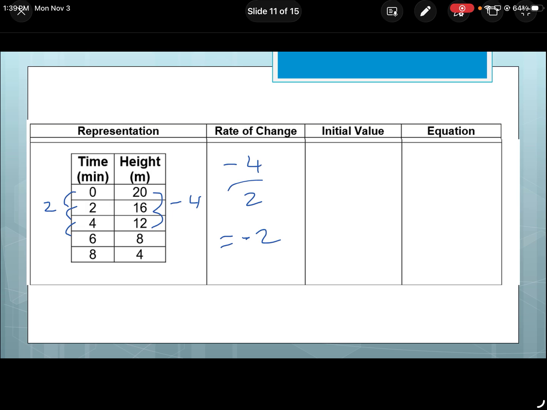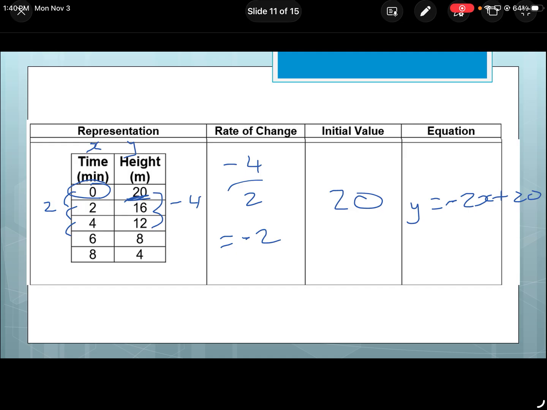My initial value is when x equals 0. Here it is. There's my x, right? Because it's always xy. So there's my x equals 0. So what value was it? It's 20. So then my equation is y equals negative 2x plus 20.